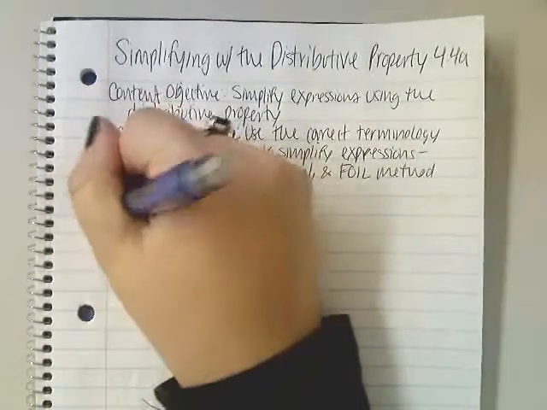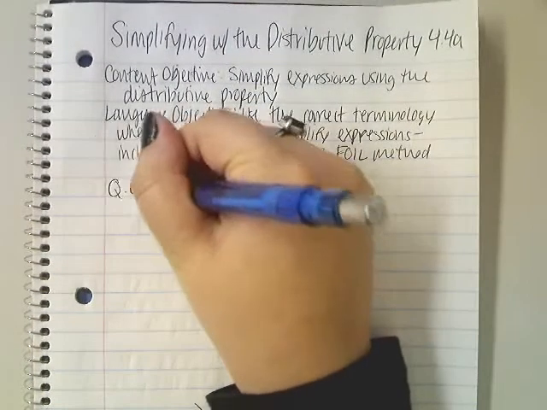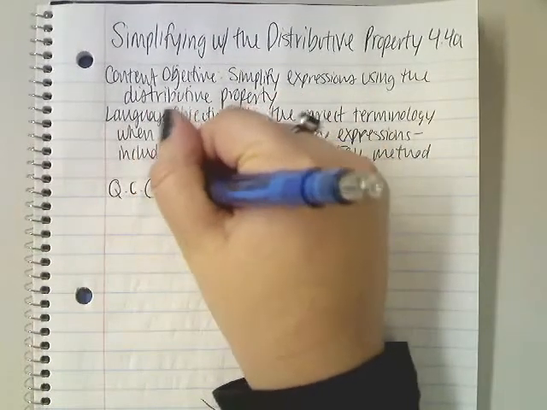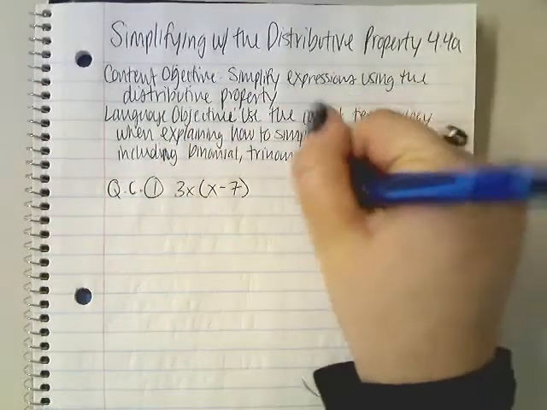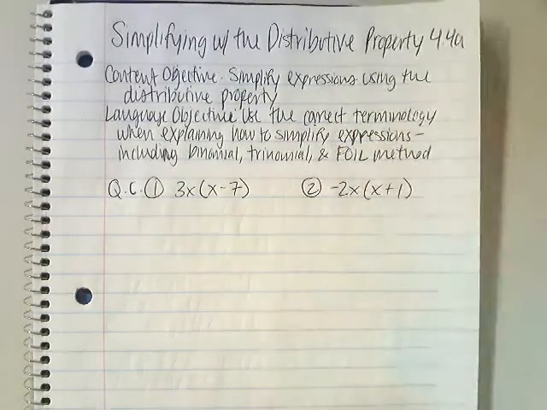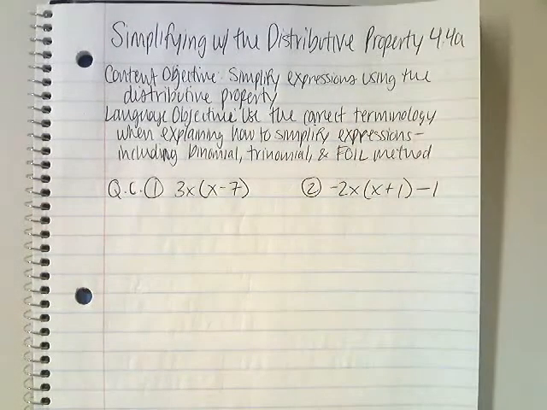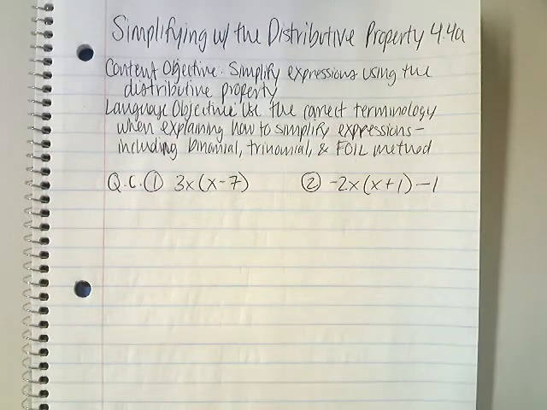So we're actually going to start with a couple quick checks to make sure you guys remember how to do the distributive property generally. So we have 3x times x minus 7 and negative 2x times x plus 1 minus 1. So try those ones on your own really quick. Pause it. I'm going to go over it now.